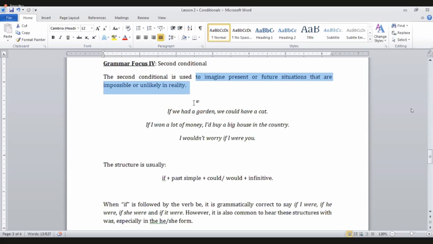Okay, so let's go through a few examples, then you will understand. Keep in mind, in the first conditional we talk about future situations which are possible or likely to happen. It can happen in the future. But in second conditional, we talk about situations which are impossible or unlikely to happen.